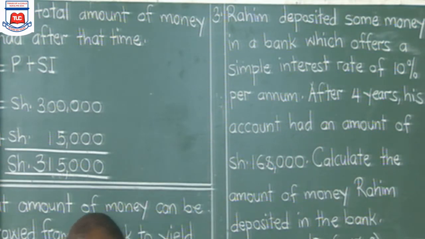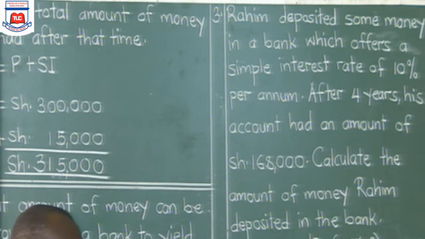His account had a total amount of 168,000 shillings. You say total amount is equal to 168,000 shillings. Calculate the amount of money Rahim deposited. Remember, what one deposits into the bank is termed as principal. So principal is equal to question mark.